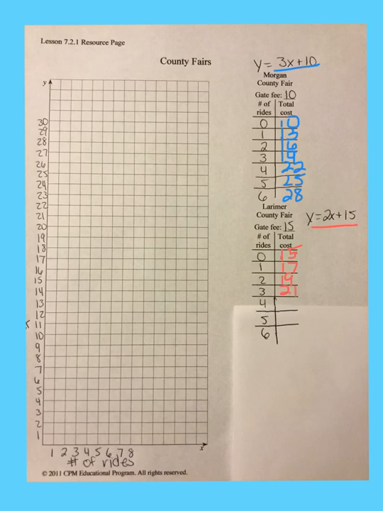And 4 times 2 is 8 plus 15 is 23. And 5 times 2 is 10 plus 15 is 25. And 6 times 2 is 12 plus 15 is 27.